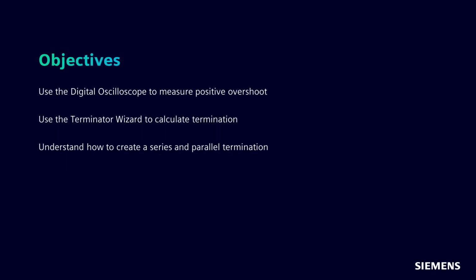Our objectives for this lab are to utilize the digital oscilloscope for measuring positive overshoot, to employ the terminator wizard within HyperLynx to calculate optimal termination values, and to gain a practical understanding of implementing both series and parallel termination schemes.